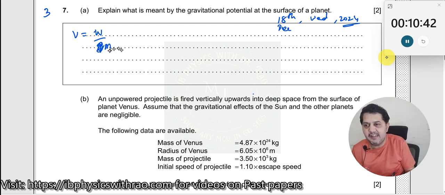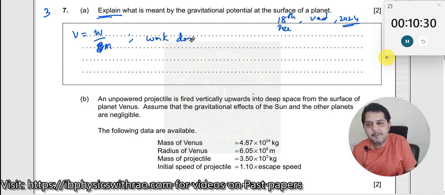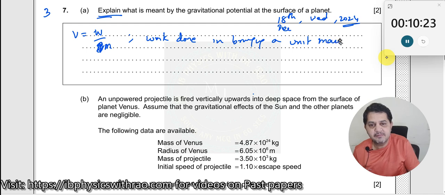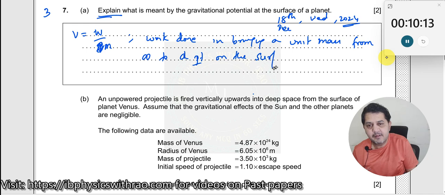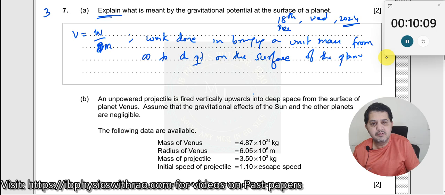If it was electricity, it's divided by charge. In gravitation, it's divided by mass. But this will not be sufficient. You need to write it as a statement because it's asking you to explain. So you should say: work done in bringing a unit mass from infinity to a point on the surface of the planet. Why do I need to put this?